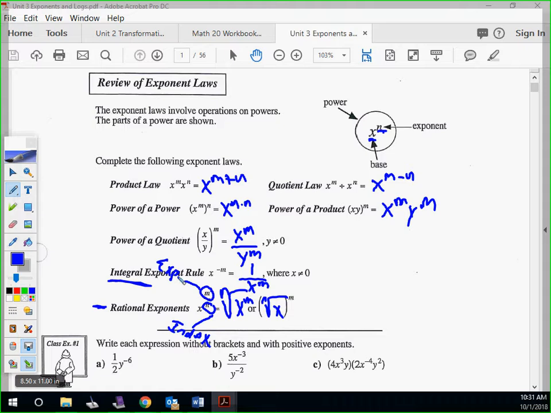Or the whole thing to the m. Those are the same thing. Yep, not a problem, not a problem.